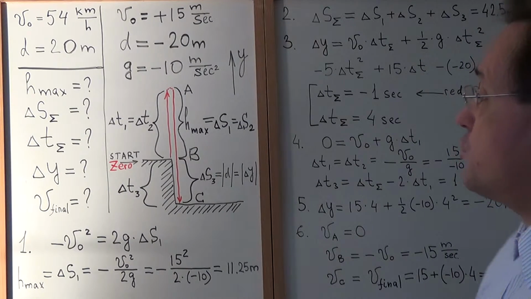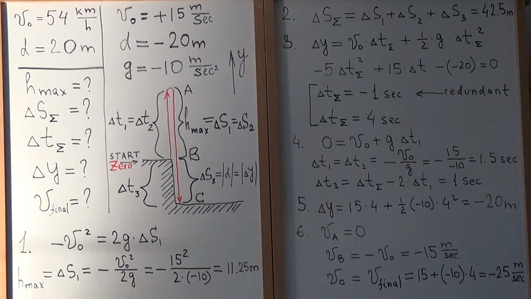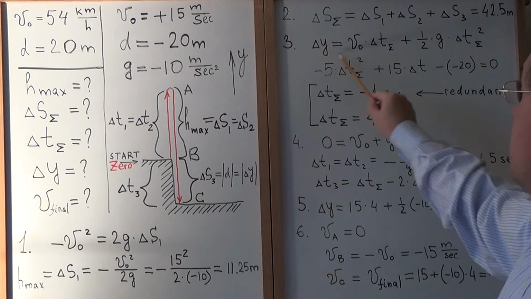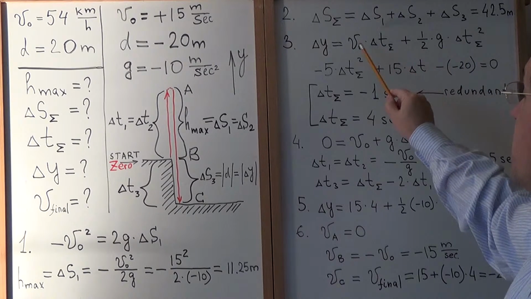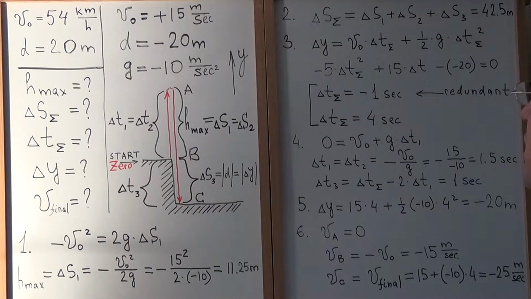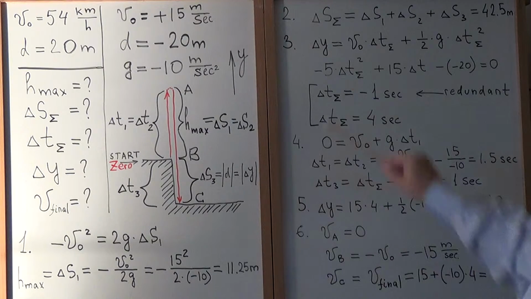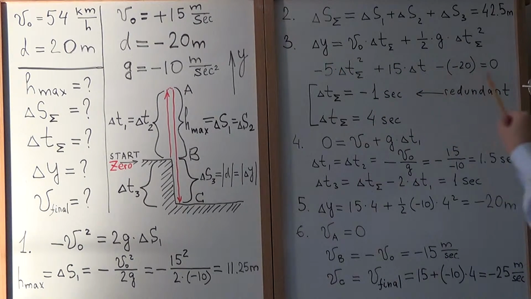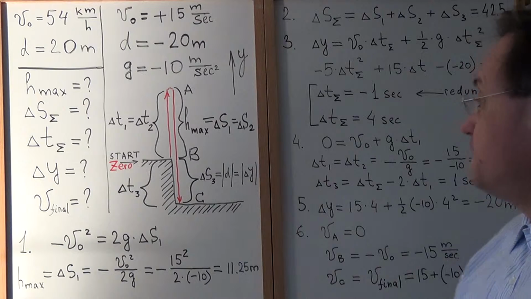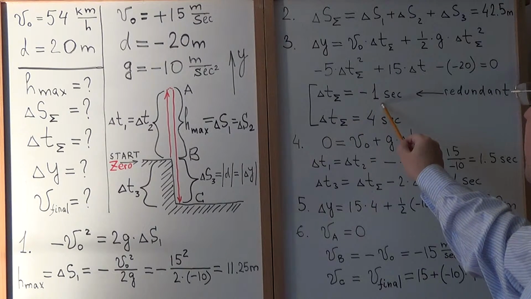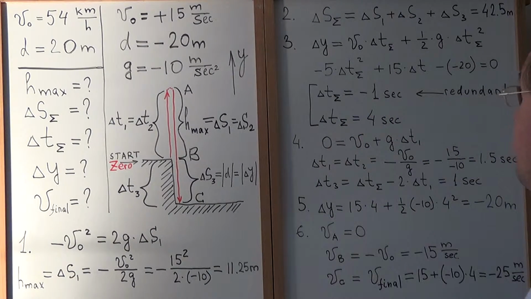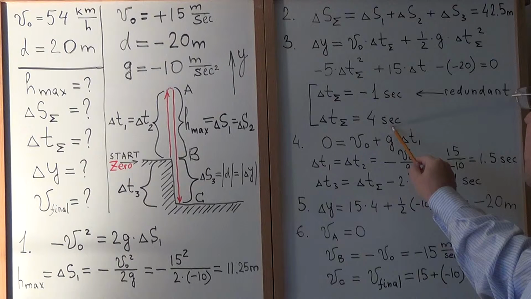Next, let's find the total time. Let's use the standard formula where we have a quadratic function that involves time, acceleration, initial velocity, and change in position. Plug in numbers, we get a quadratic equation. Solve the quadratic equation, we get 2 roots. Time cannot be negative, so it's a redundant root. So our total time is 4 seconds.